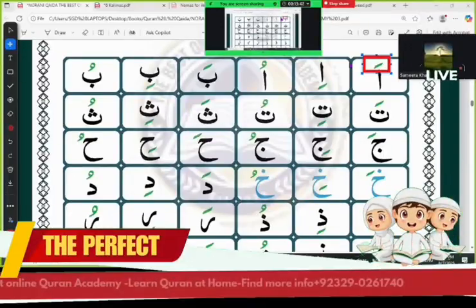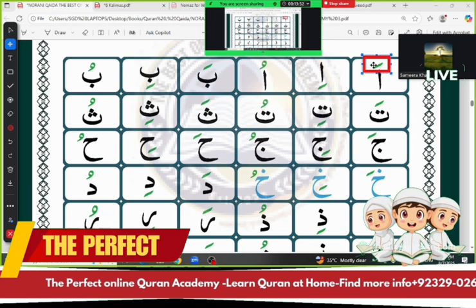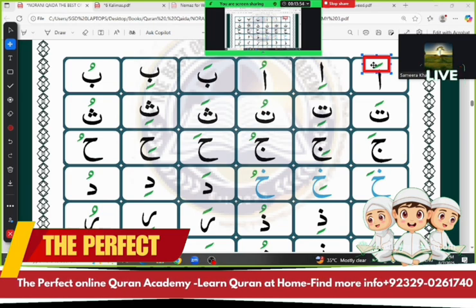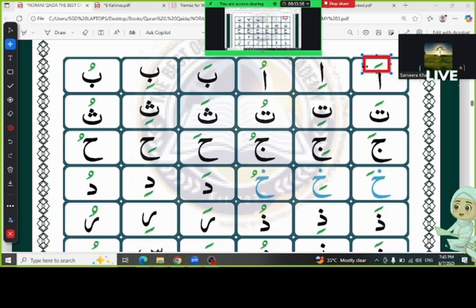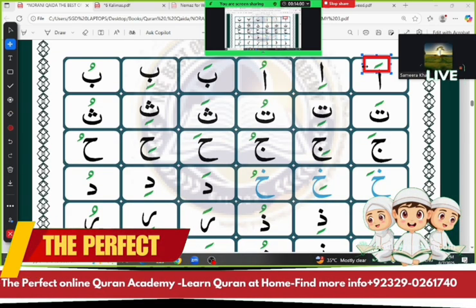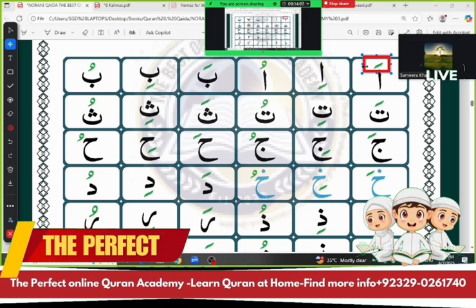Today we are going to learn about Fathah. This sign which you are seeing here, whenever this sign comes above a letter, we call it Fathah. What do we call it? Fathah, like remember the standing fathahs?